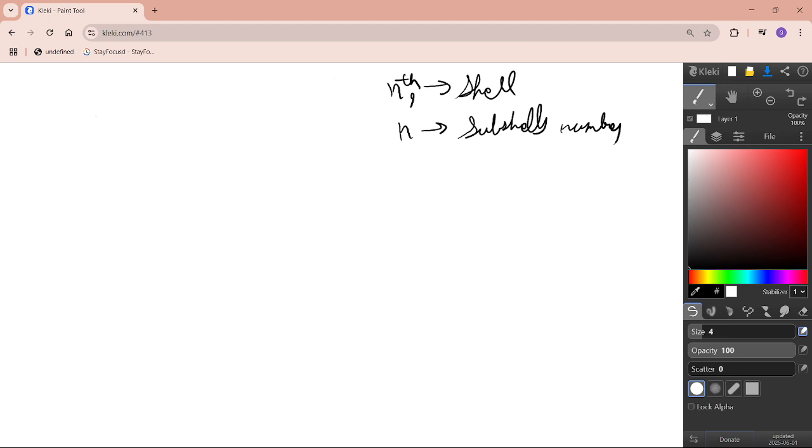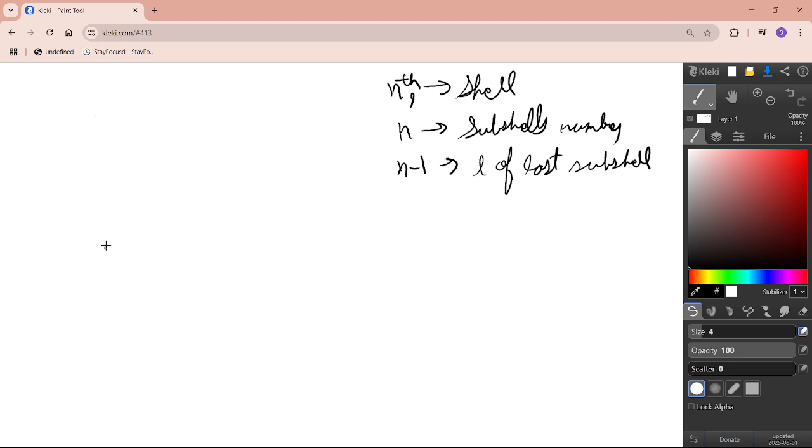And the last subshell, the azimuthal quantum number, that is L. The last subshell has an azimuthal quantum number of n minus 1, which is the L of the last subshell. The azimuthal quantum number of the last subshell is n minus 1, right?